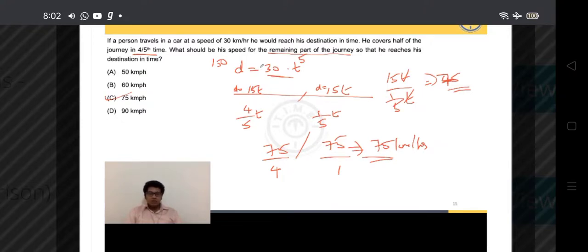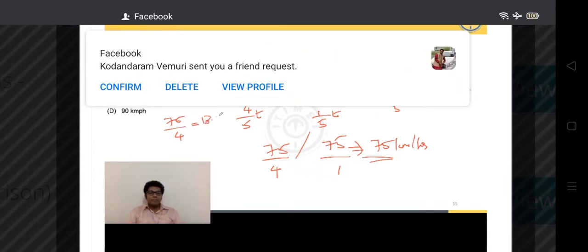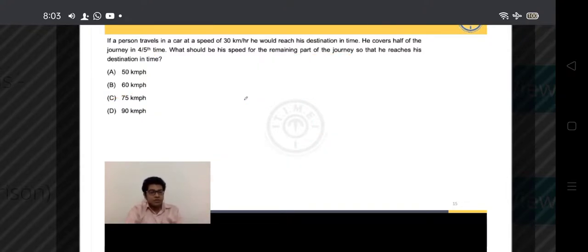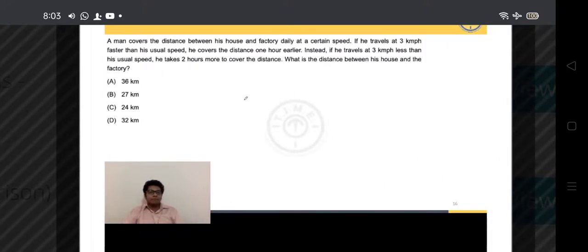Even without substituting, just have 30t. Whatever be the value of t, it will cancel. So what is the average speed for the first half of the journey? 15 divided by 4/5, which is 75 divided by 4, which is 20 minus 1.25, which will be 18.75. Okay, this is the average speed for the first half of the journey, but that is not required. So for this question, the answer is 75 kilometers per hour. Next question.